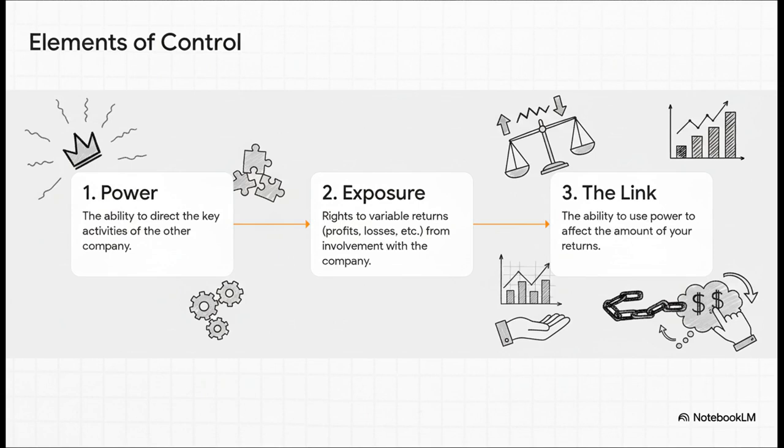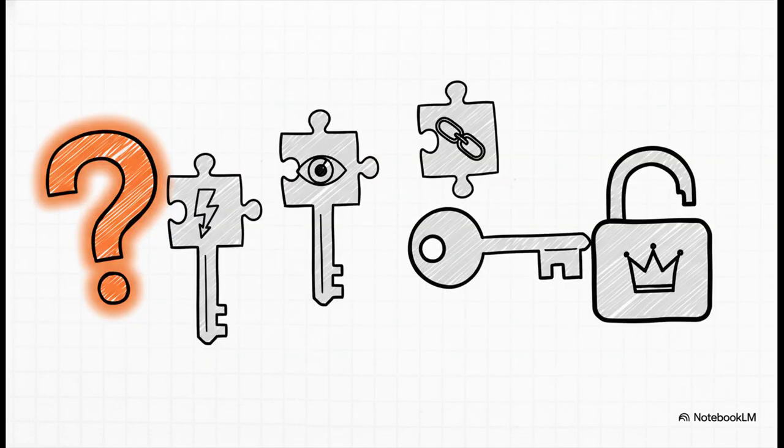First, you've got to have power. That's the real ability to call the shots on the important stuff. Second, you need exposure to returns. That means you get the upside when things go well, but you also feel the pain when they don't. And third, there has to be a link. You need to be able to use your power to actually change those returns. So, and this is absolutely crucial, an investor only has control if they can check all three of those boxes.